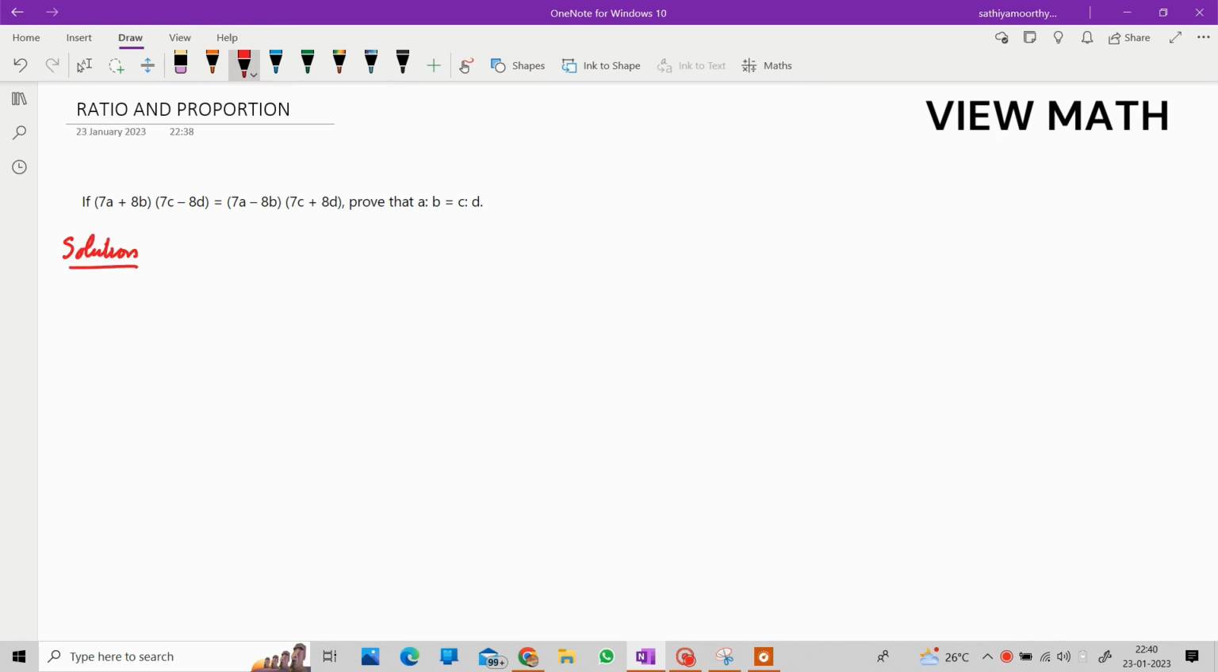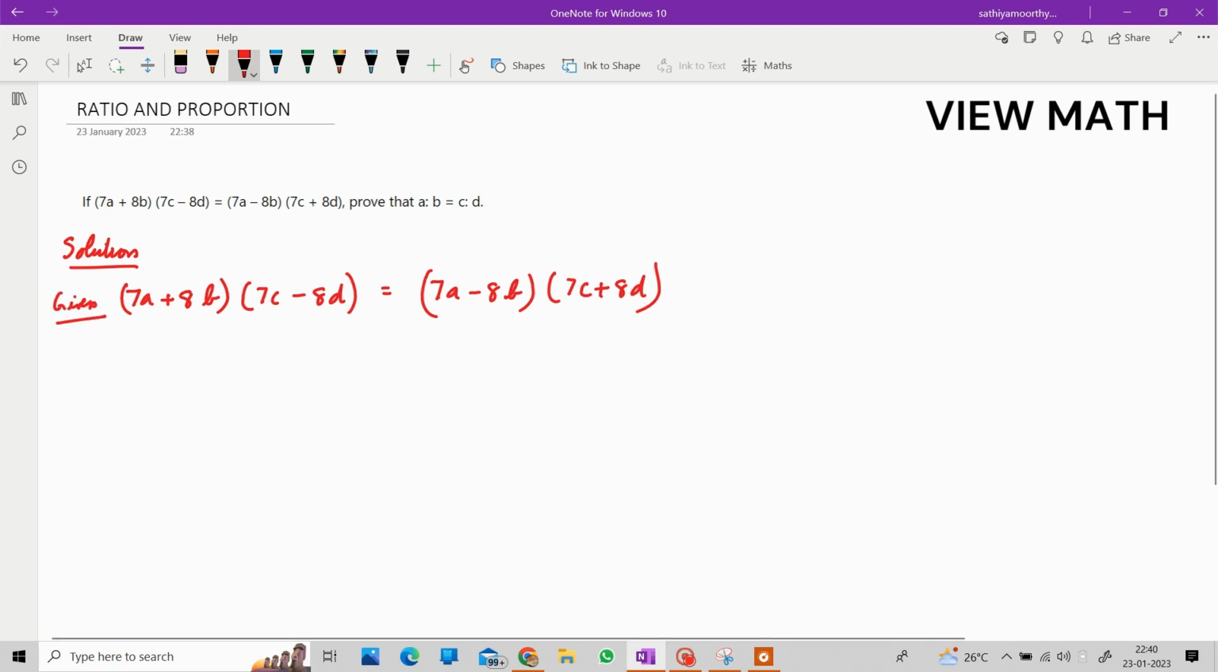Solution part. What is given is (7a + 8b)(7c − 8d) = (7a − 8b)(7c + 8d). So this is the thing they have given. With this I am going to prove that a is to b is equal to c is to d.